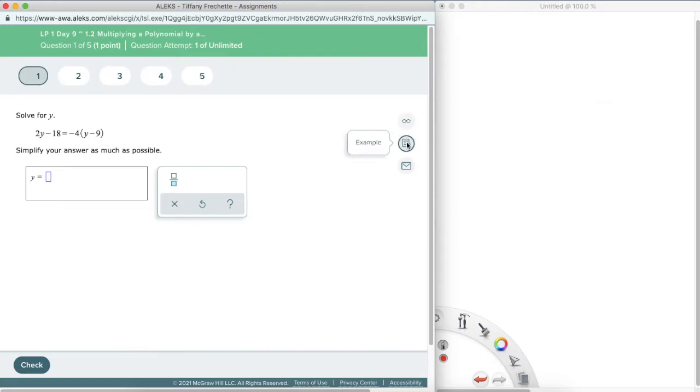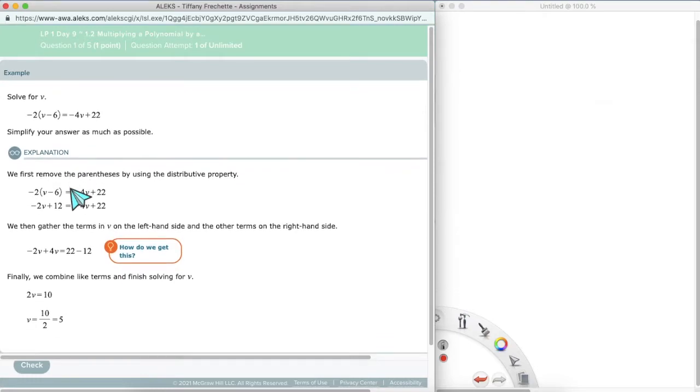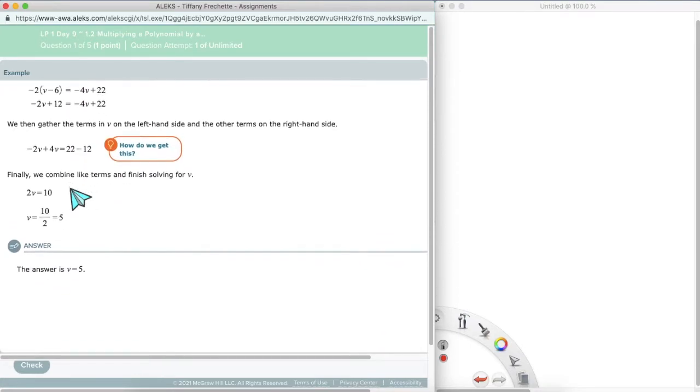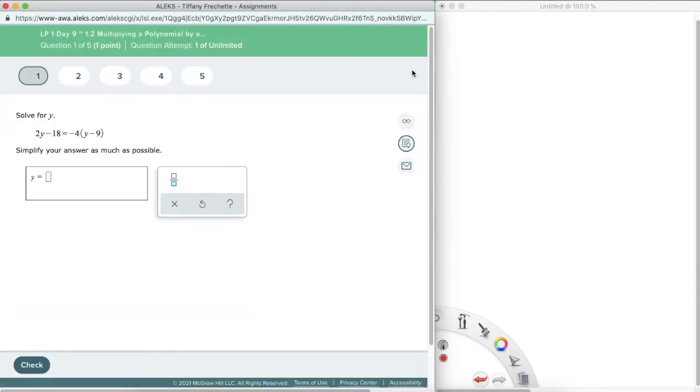Example just gives you a general example of the problem type that you're looking at, so you can look through and see how they solved theirs and go, oh, okay, I understand now how to do this, and you can come and try. If you want another example, you just simply click example again, and it will be a new example. The message center is always open, so make sure you can click on this. It will attach this particular problem to the message, and then you can type a message to your teacher and they know exactly where to come and try to help you. Okay, so let's go ahead and get started on the work here.